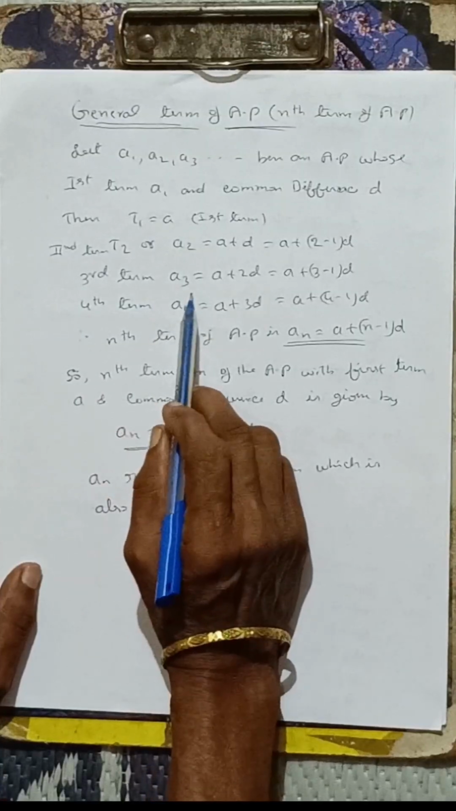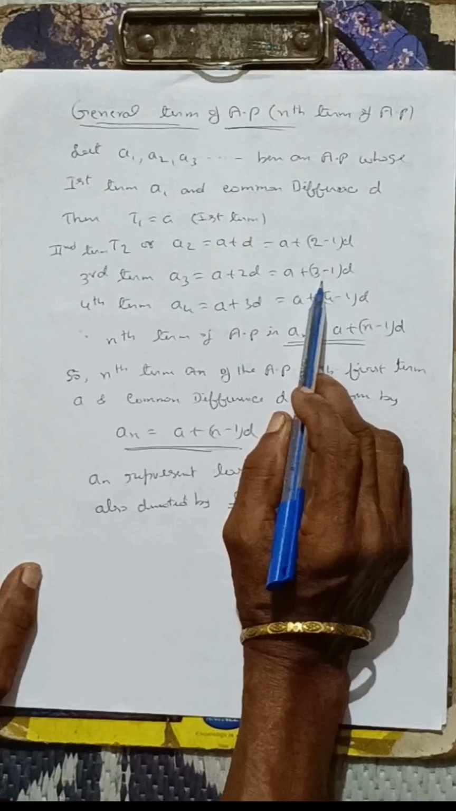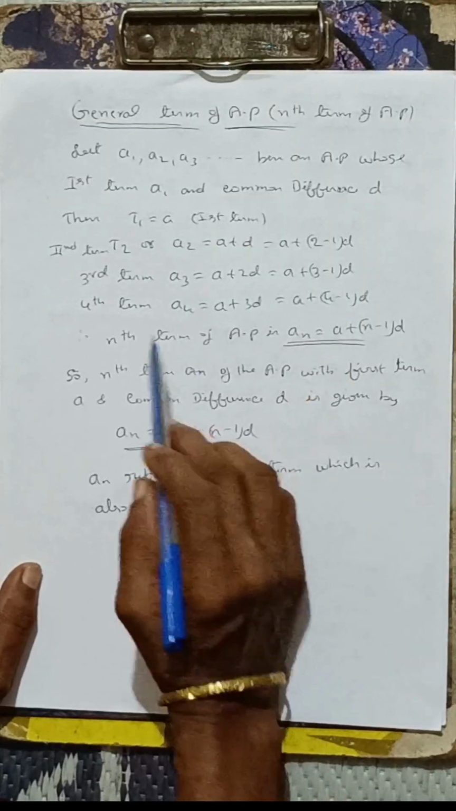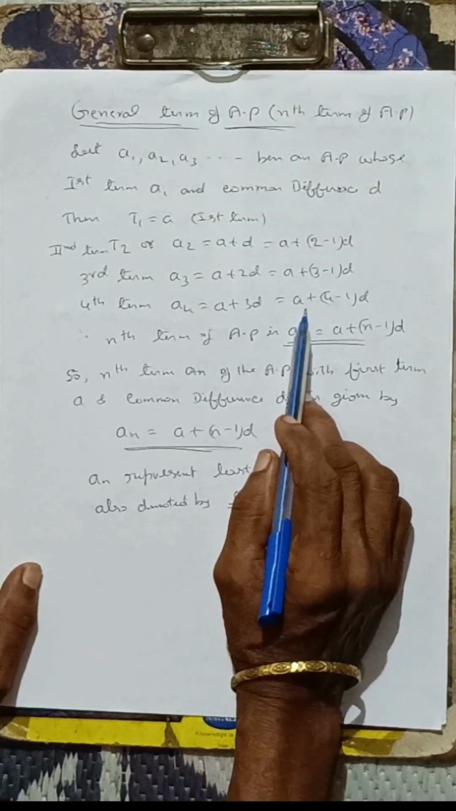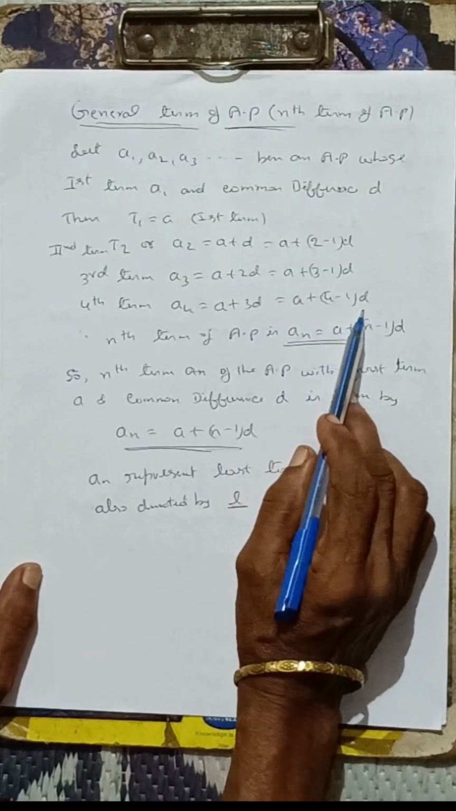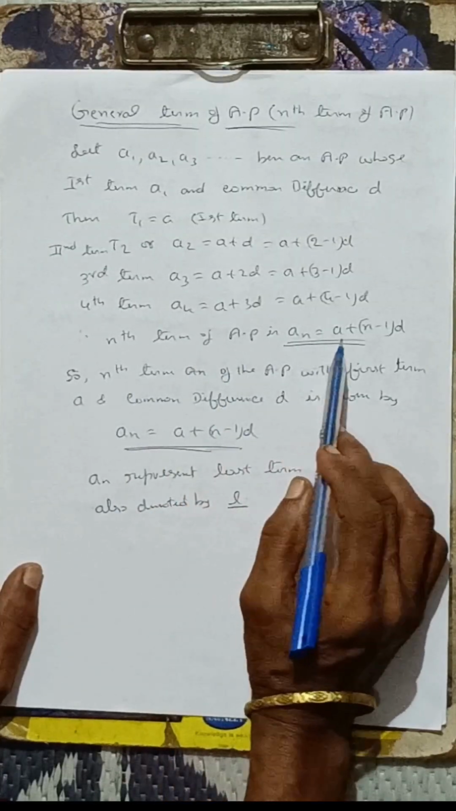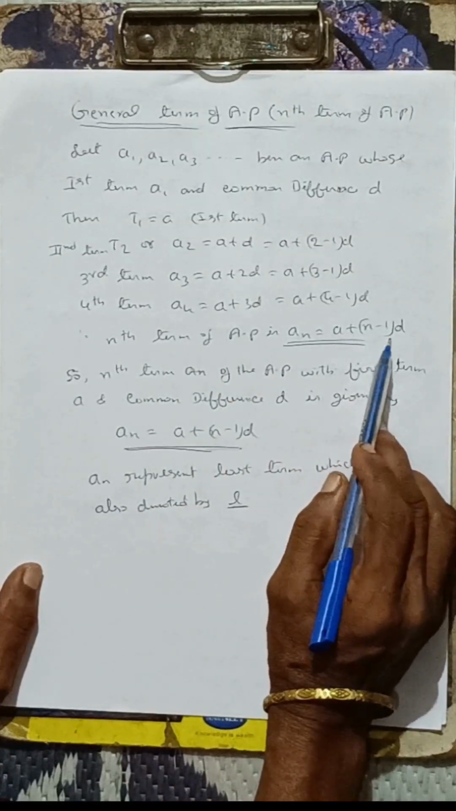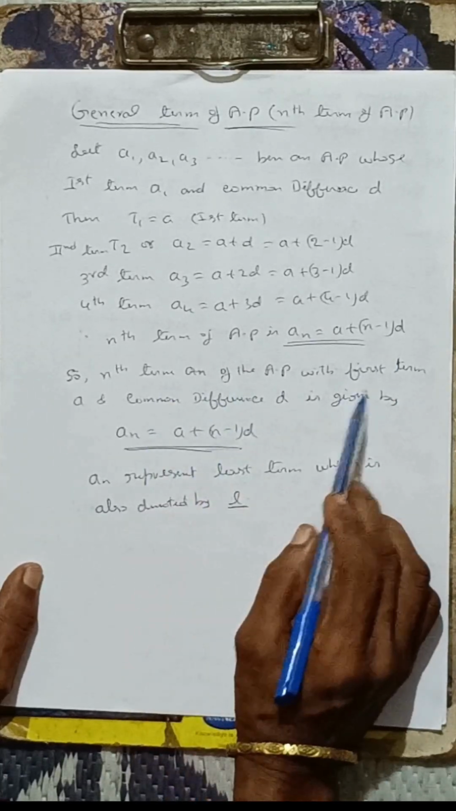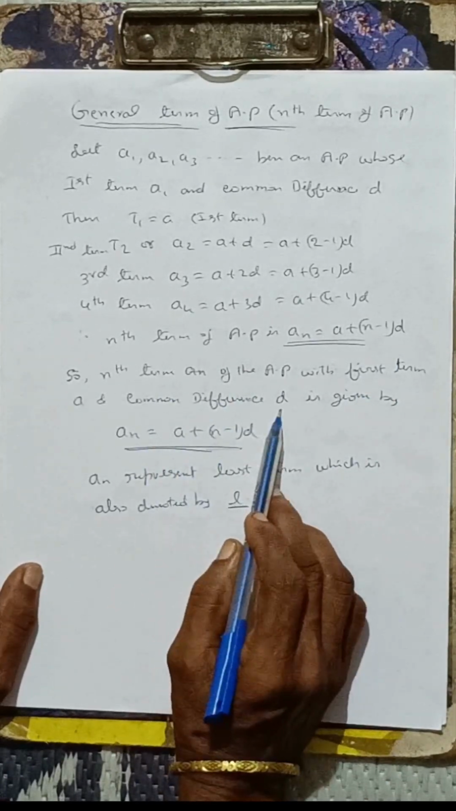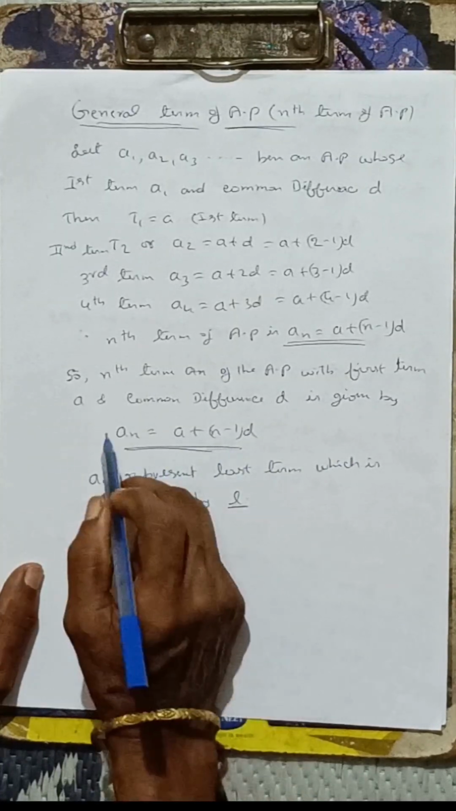Third term a3 equal to a plus 2d equal to a plus (3 minus 1) into d. Fourth term a4 equal to a plus 3d equal to a plus (4 minus 1) into d. Therefore, the nth term of an AP is an equal to a plus (n minus 1) into d. So the nth term of an AP with first term a and common difference d is given by an equal to a plus (n minus 1) into d.